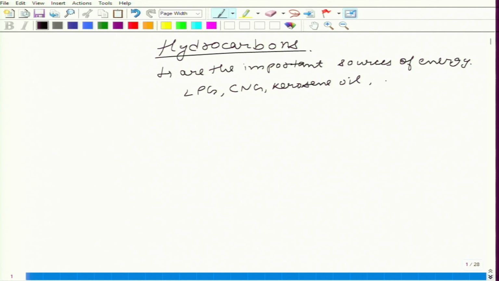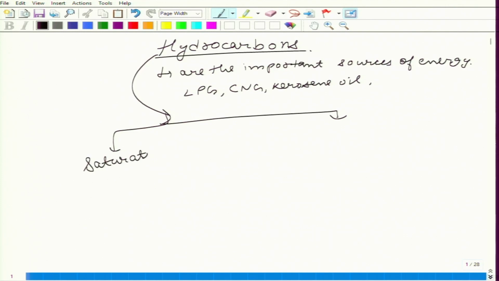of energy. If we broadly discuss hydrocarbons, how we can classify them and what we need to study in this, hydrocarbons are broadly divided into two categories: one is saturated and another is unsaturated. What do we mean by saturated and unsaturated hydrocarbons? Saturated hydrocarbons have a C single bond C, whereas unsaturated hydrocarbons have a C double bond C.